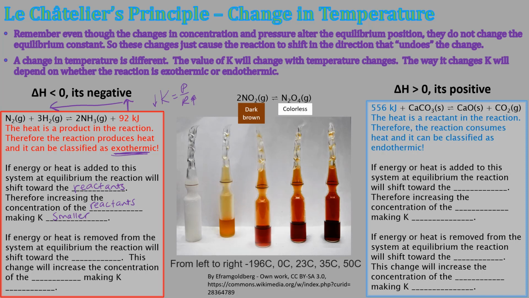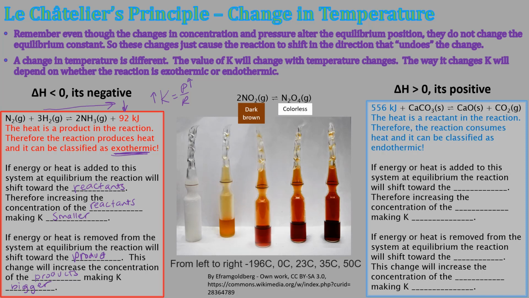Okay, if energy or heat is removed from a system at equilibrium, the reaction will shift toward the product. So we're still talking about exothermic reactions only. So if this goes down, then it has to replace that heat that's been removed, and it moves toward the product. This change will increase the concentration of the product, making K bigger. So just like in this example up here that I wrote down, if the products increase, that makes K bigger, if you're removing the heat from an exothermic reaction.